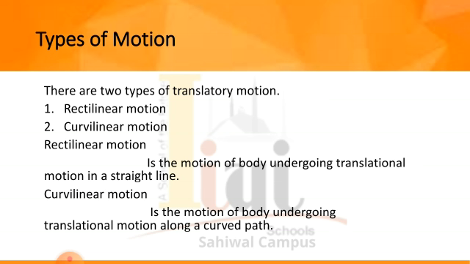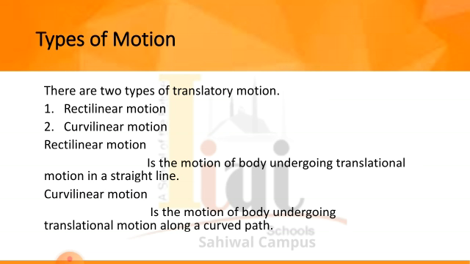Okay students, on page number 125, you have to mark the lines: such a motion in which every part of a body or an object moves via any path in the same direction by an equal distance at the same time is called translatory or translational motion. On page number 126, you have to underline the definition of rectilinear motion: the motion of a body undergoing translational motion in a straight line is called rectilinear motion.